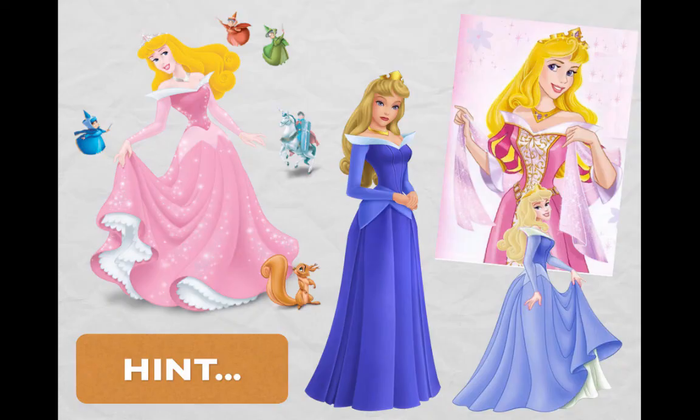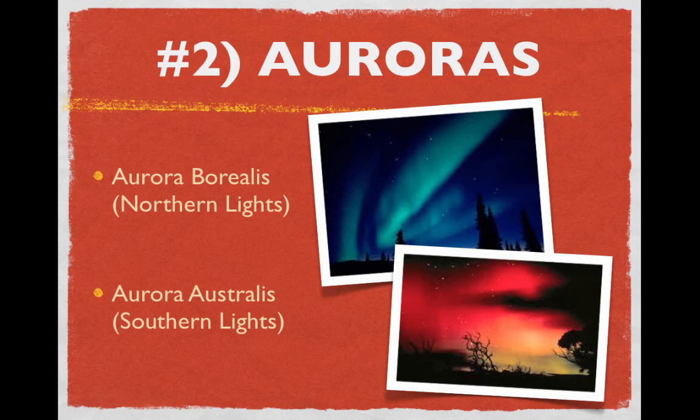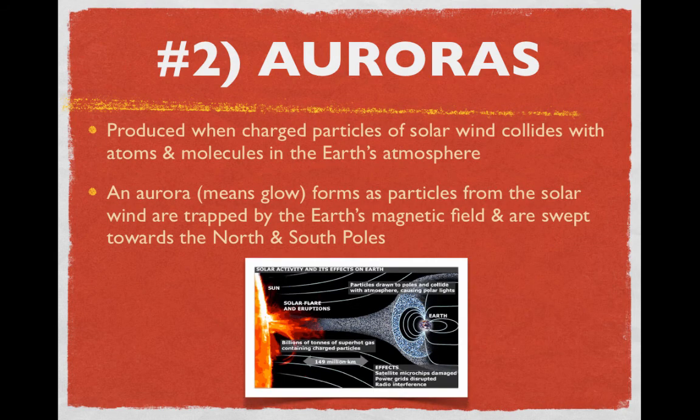The second would be auroras. So you've got the aurora borealis, which are your northern lights, and then your aurora australis, which are your southern lights. These are produced when charged particles of solar wind collide with atoms and molecules in the Earth's atmosphere. An aurora means glow. This forms as particles from the solar wind are trapped by the Earth's magnetic field and are swept towards the north and south poles.